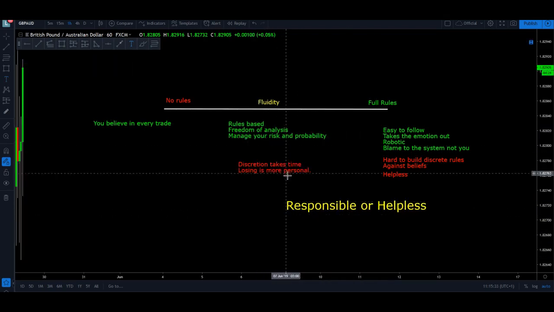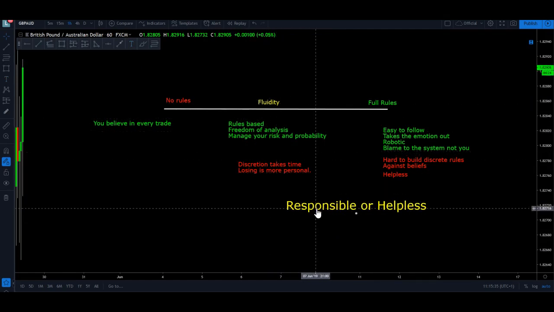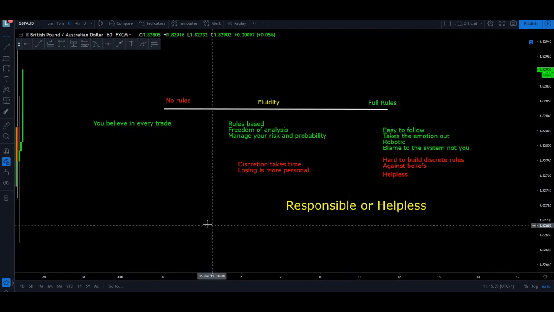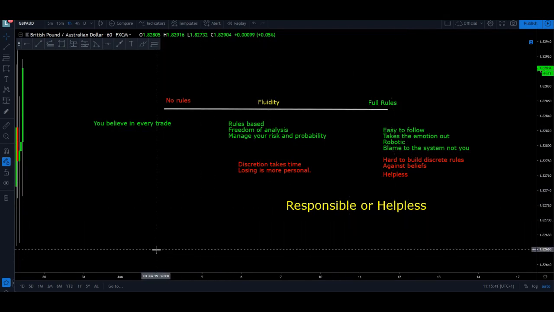So for me, this is basically what it is. If you're in a drawdown with discretionary trading, you feel more responsible. If you're in a drawdown with rules-based, you feel helpless. Now, which side would you rather feel? We're all different people, so it's going to vary down to you. But for me personally, I don't like being helpless. I've experienced it this year, and that's why I've said before that maybe this is a blessing in disguise, because it's forced me into trying this more discretionary approach.